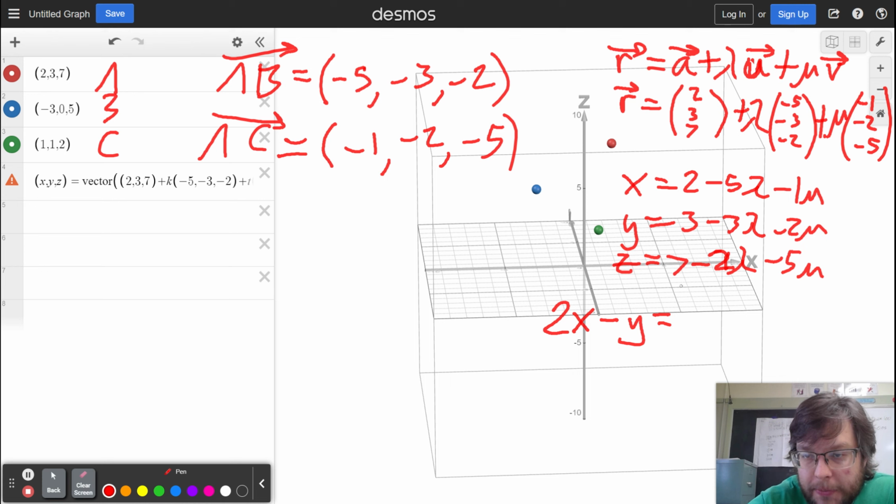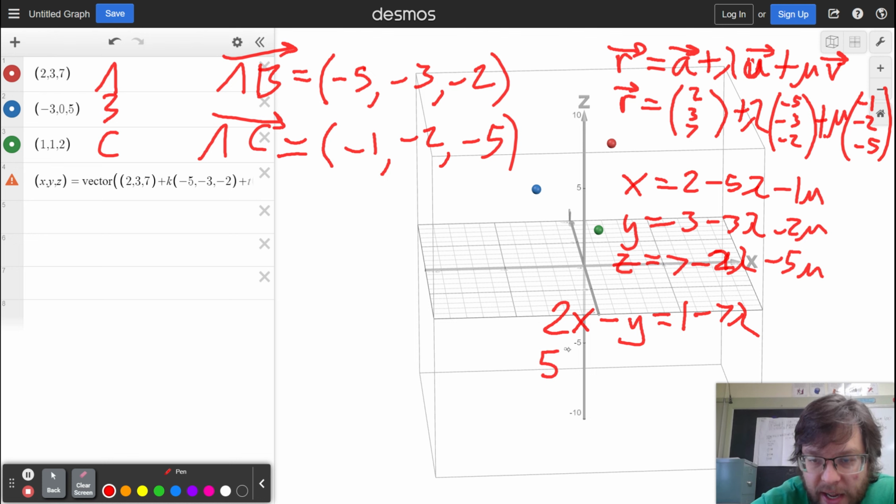So if I do 2x minus y, I'm going 2 times 2 minus 3 is 1. 2 times -5 is -10. Minus -3 is -7. And then the lambdas are eliminated. Or the mu's are eliminated. What I'm going to do next is eliminate the mu's between x and z.